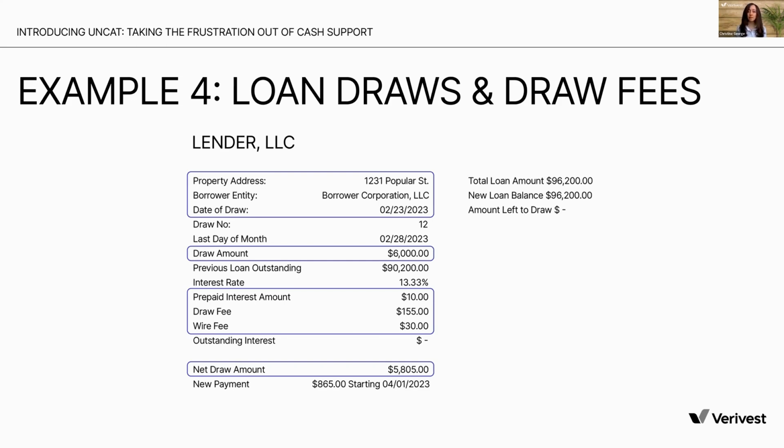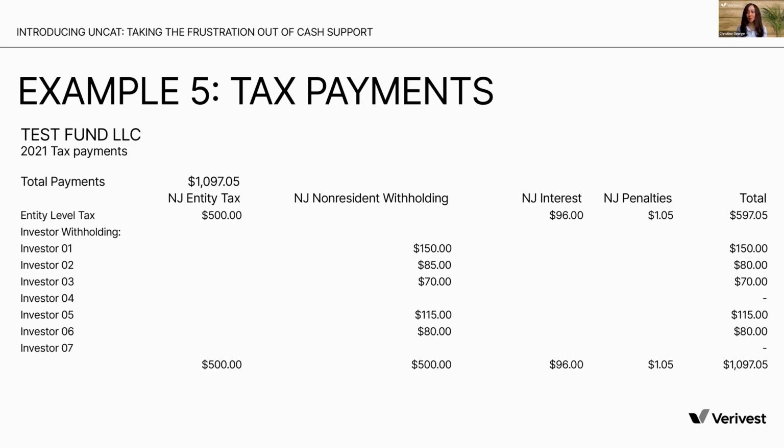The last example is tax payments. And this one is always a little bit tricky. Oftentimes we do not receive sufficient support, so we want to share this example with you. Whenever your fund has a tax payment, your tax CPA should be providing you something that looks like this, where it says for your fund in this example, Test Fund LLC, indicates the year the payment relates to, 2021 tax payments, the total payment amount, $1,097.05, and a breakdown.